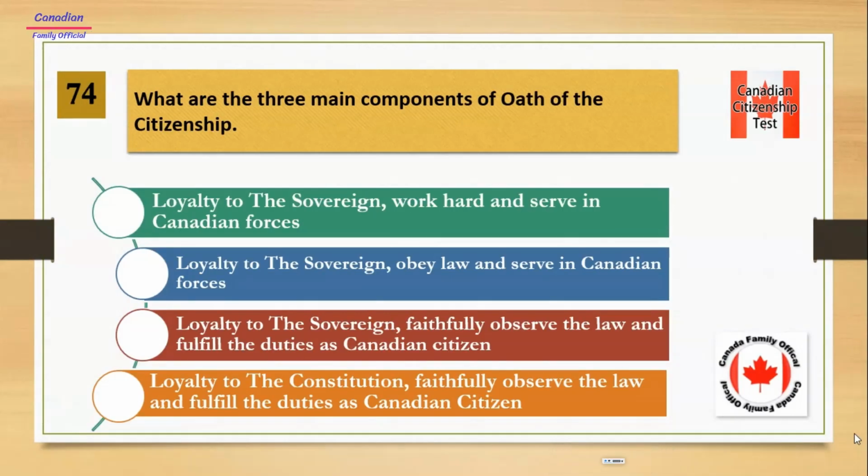What are the three main components of the Oath of Citizenship? Number 1 Loyalty to the sovereign, work hard and serve in Canadian forces. Number 2 Loyalty to the sovereign, obey the law and serve in Canadian forces. Number 3 Loyalty to the sovereign, faithfully observe the law and fulfill the duties as a Canadian citizen. Number 4 Loyalty to the Constitution, faithfully observe the law and fulfill the duties as a Canadian citizen. And the answer is loyalty to the sovereign, faithfully observe the law and fulfill the duties as a Canadian citizen.